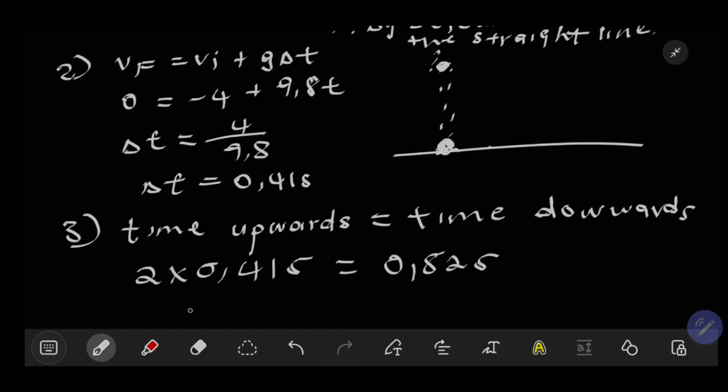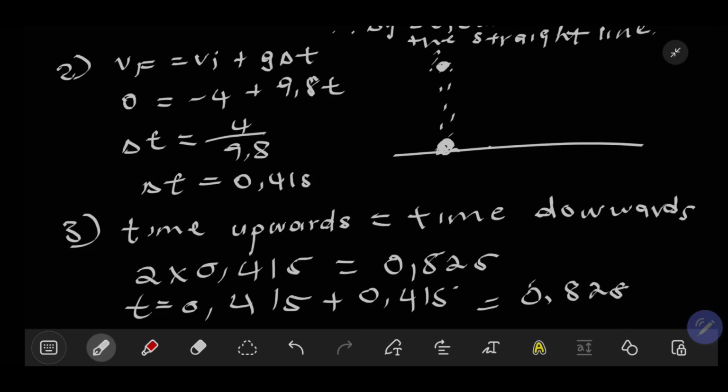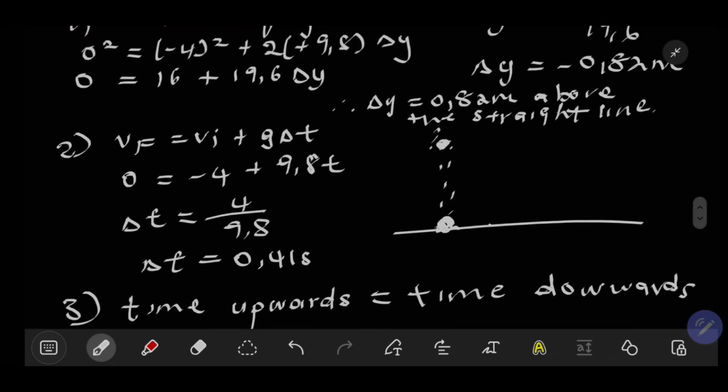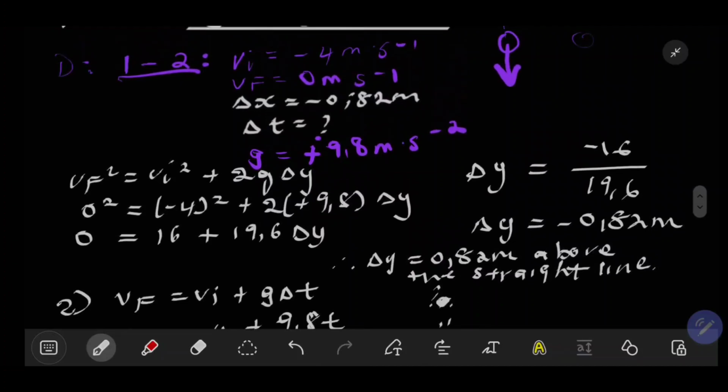Or you can have 0.41 plus 0.41, which is our total time. Then it will give you the same answer, which is 0.82 seconds. So this is what you should know: when you throw something, it reaches the maximum height and then returns to the same level where it was initially. The time taken for it to go up is the time it will take for it to return to that same level that it was thrown at.